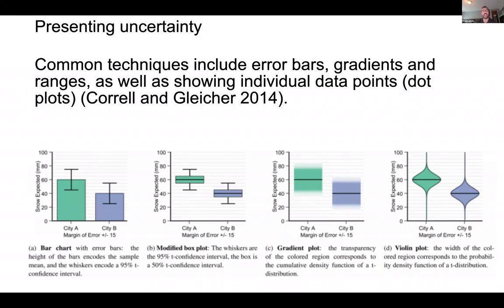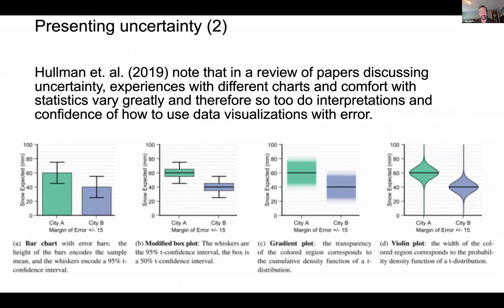Common techniques for presenting error include error bars, where we're saying that we believe that the true value in 95 out of 100 cases falls within these error bars, as well as doing things like presenting individual data points. And in tests with readers, consumers of data, often these different types of visuals have presented different sorts of challenges. I think it's actually maybe on the next slide.